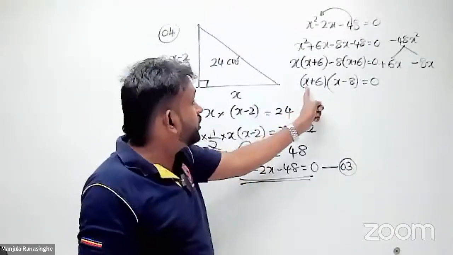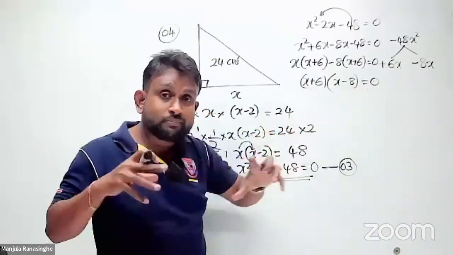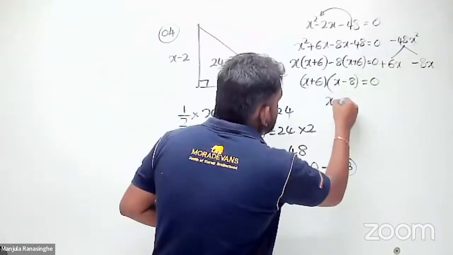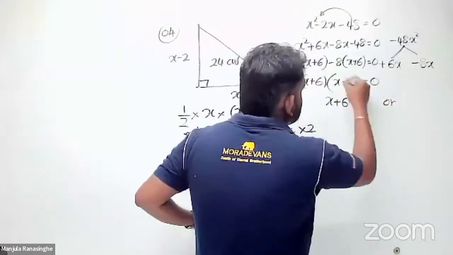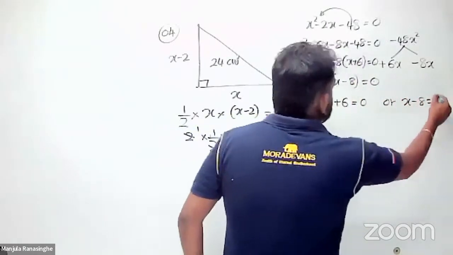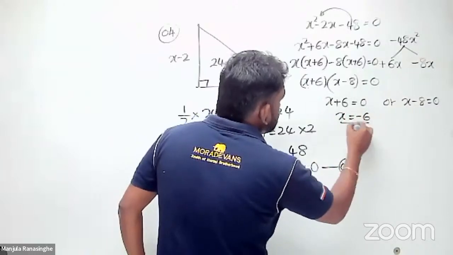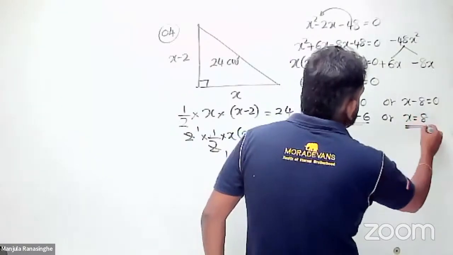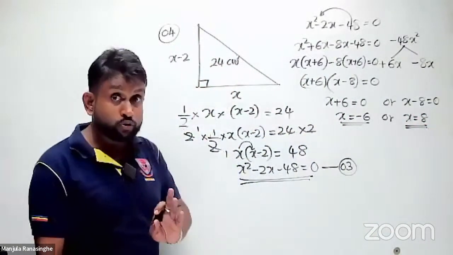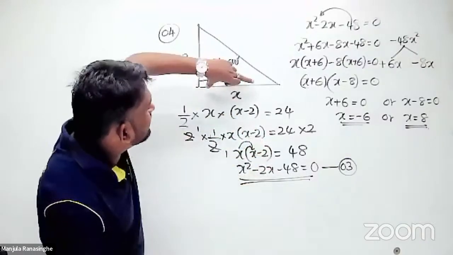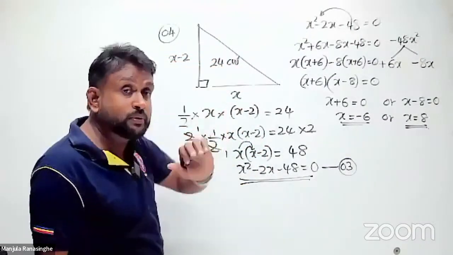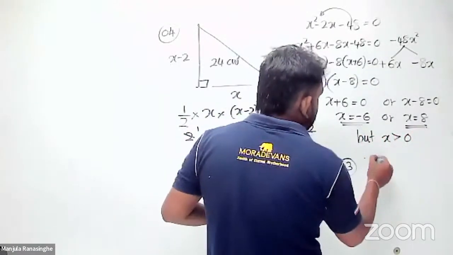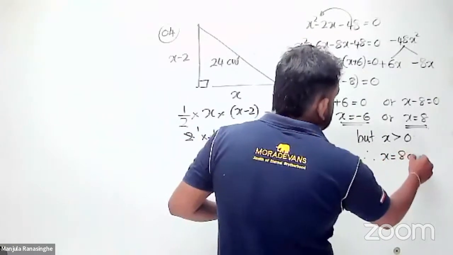Now you can see a product equals 0 in maths. To make a product 0, at least one factor must be 0. So you write x plus 6 equals 0, or the other factor x minus 8 equals 0. Here x equals negative 6, bringing positive 6 to the other side, or x equals positive 8. These are the solutions. But here x is a length in the triangle, it cannot be negative. You write but x greater than 0, therefore x equals 8 centimeter.